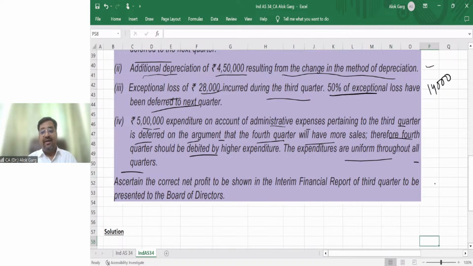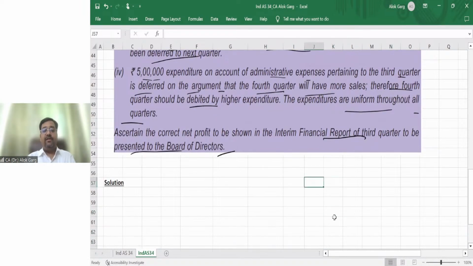Is that contention right? Ascertain the correct net profit to be shown in the interim financial report of the third quarter to be presented to the board of directors. Now you have to compute the right, correct net profit to be shown to the board of directors for the third quarter. Right.